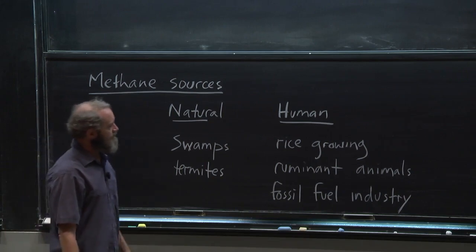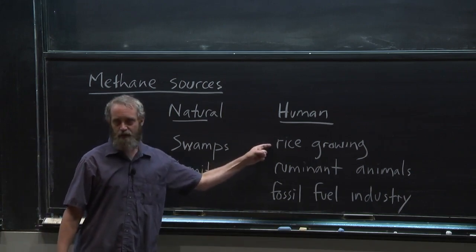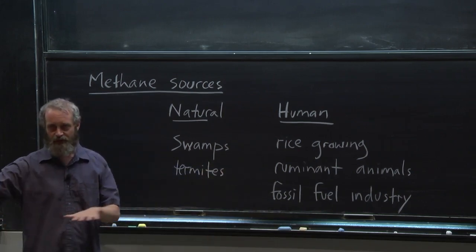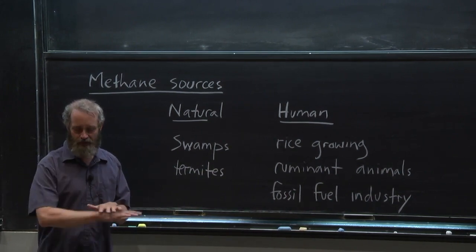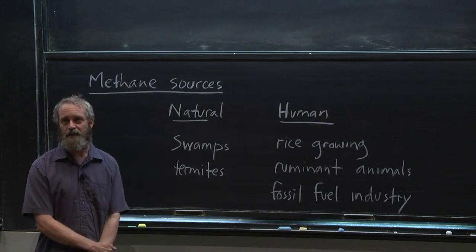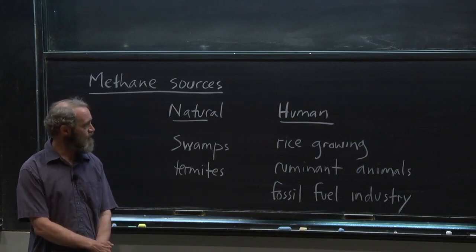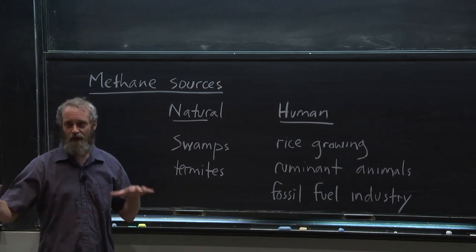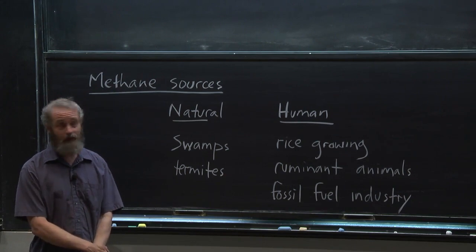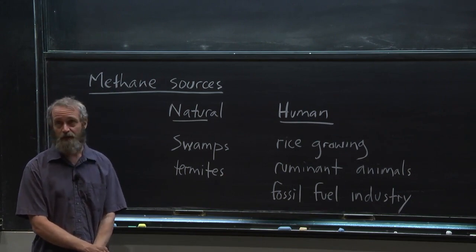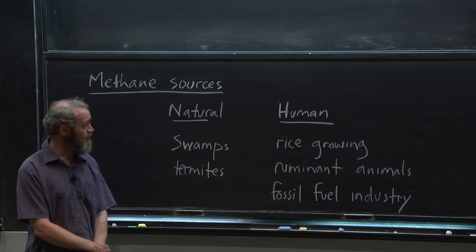Humans have impacted the story by growing rice, which we do in flooded fields. It's not that the rice requires the flooding, but it can tolerate it, and it makes it much easier to keep the other invasive plants out if the field is flooded. So a flooded field tends to make anaerobic conditions favorable to methane production. So rice agriculture is a major source of methane to the atmosphere every year.